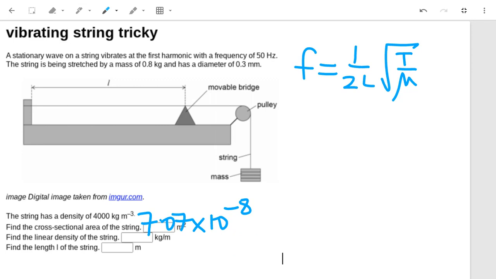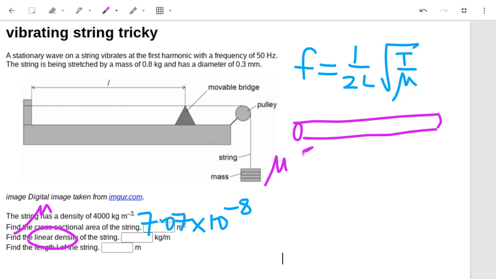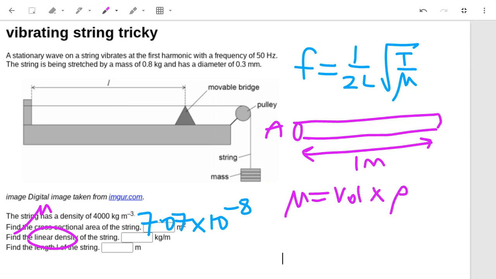Now, to get the linear density, this is the tricky bit, I suppose. Mu, the linear density, is the mass of 1 meter. So let's pretend we've got a meter of wire with a cross-sectional area A. We're going to work out the mass of this meter length. That's going to be the volume times its density. And the volume is cross-sectional area times the length, which is just A.